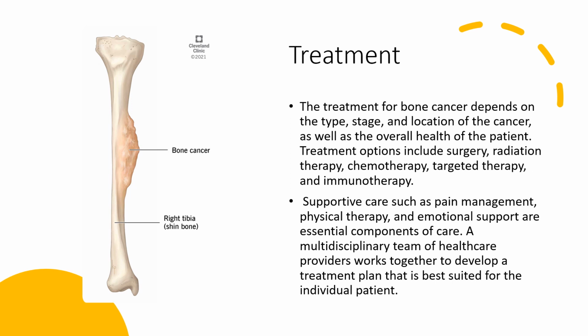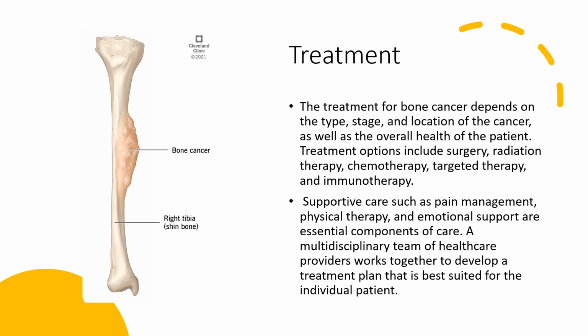In some cases, amputation of the affected limb may be necessary. However, whenever possible, limb-sparing surgery is preferred to preserve function. Next is radiation therapy. Radiation therapy uses high-energy radiation to kill cancer cells and shrink tumors. It may be used before or after surgery or as a primary treatment for bone cancer that cannot be removed surgically. In some cases, radiation therapy may be used to relieve pain and other symptoms of bone cancer.